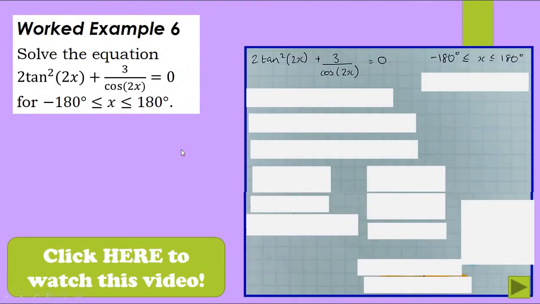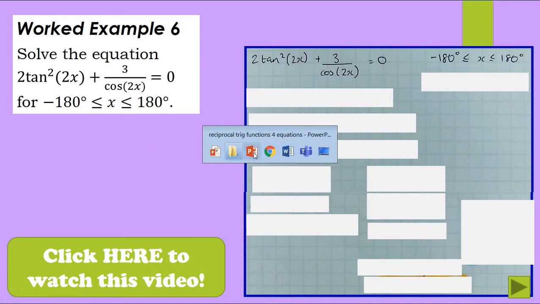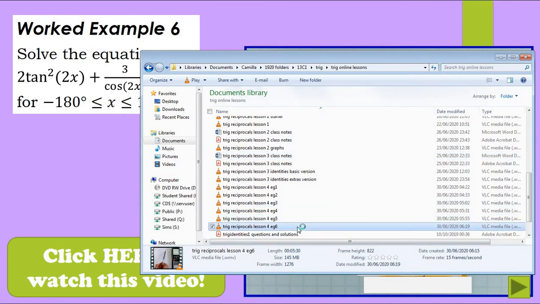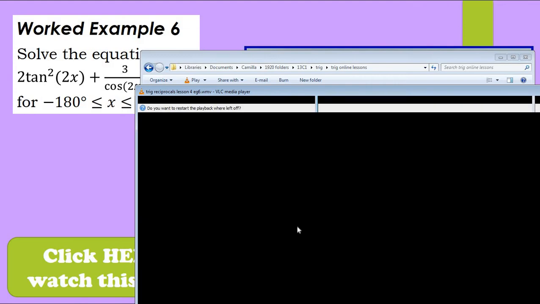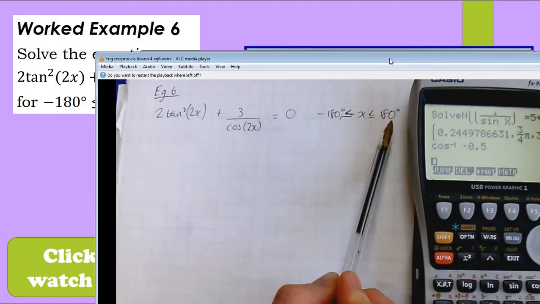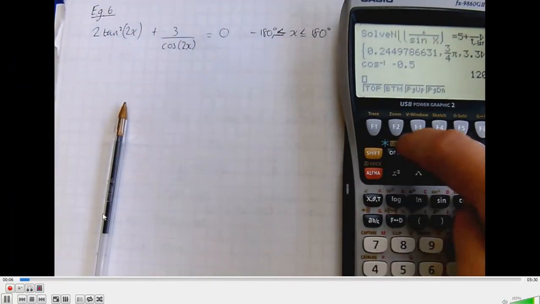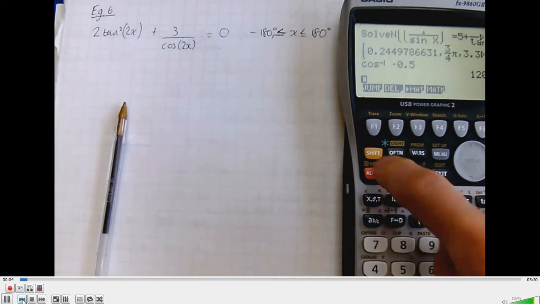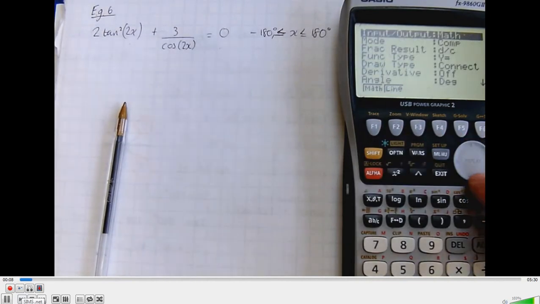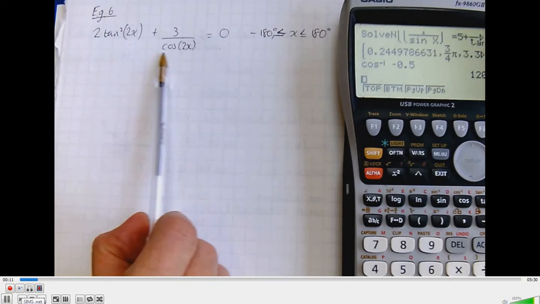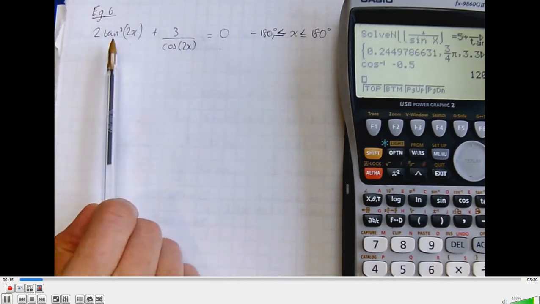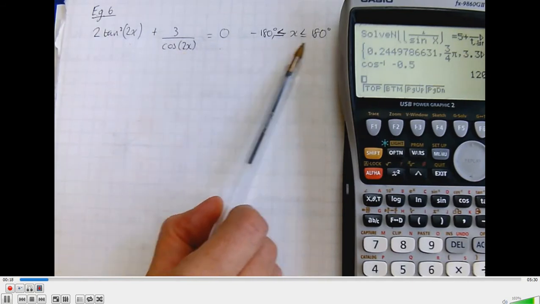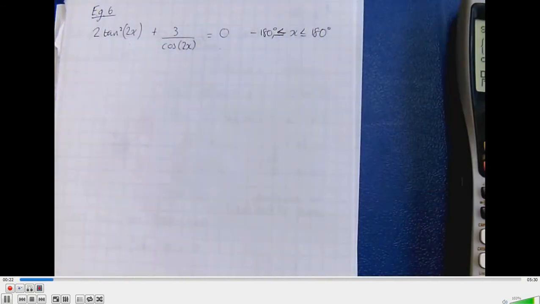This one is the final example. Notice here we've got 2x rather than just x. On this final example, we're working in degrees, so we check on the calculator that we're working in degrees, which we are. Then looking at the equation, we can see that the angle, the input, is 2x rather than x. So firstly, I'm going to change the range of values to be for 2x rather than x.